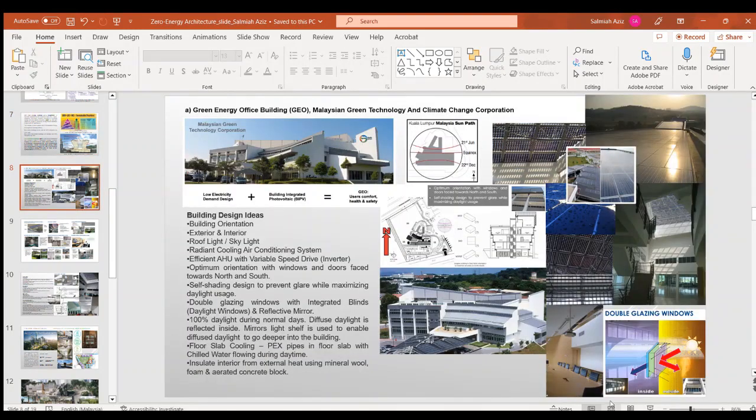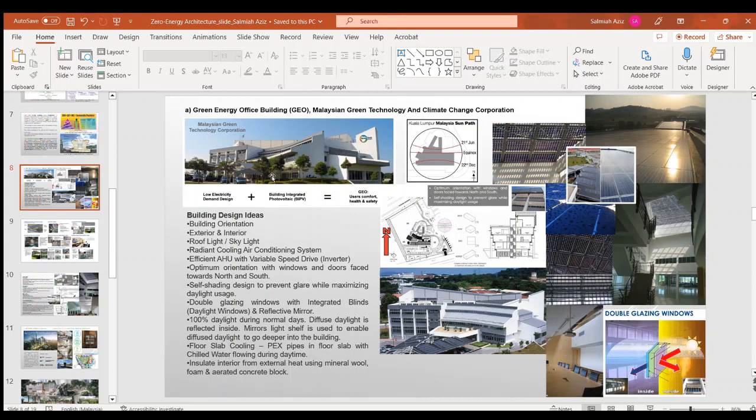There are two examples of green architecture buildings that I will be discussing in this conference. One of them is the Green Energy Office Building, in short GEO, of the Malaysian Green Technology and Climate Change Corporation, and another building will be the Exchange TRX, Tun Razak Exchange. About the GEO building, it is currently owned by Green Tech.